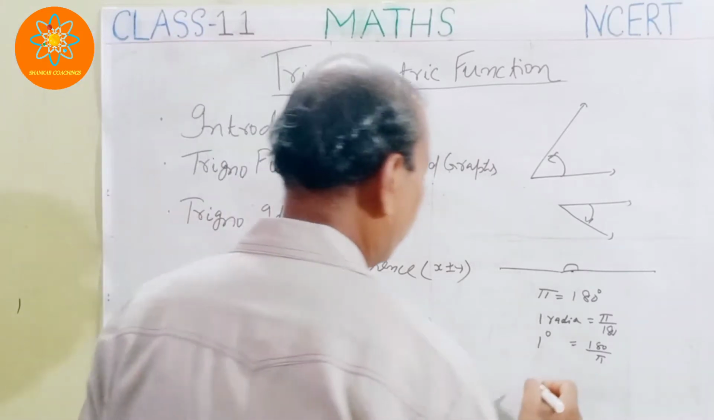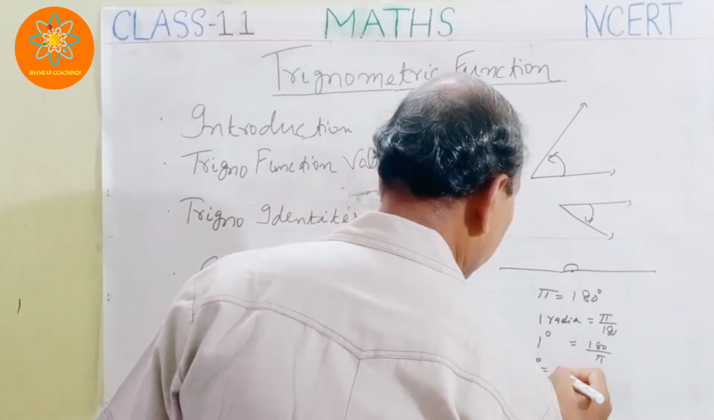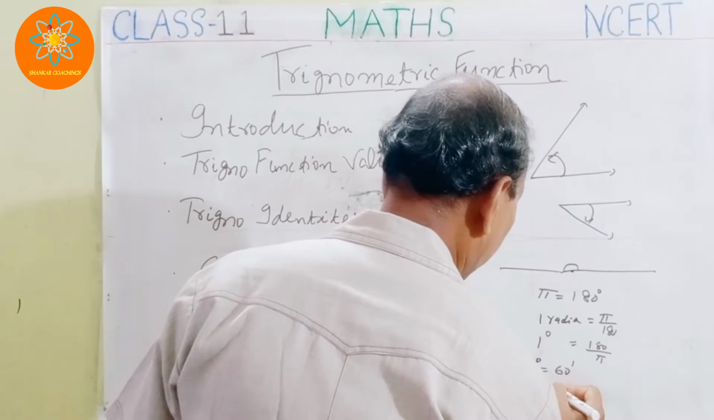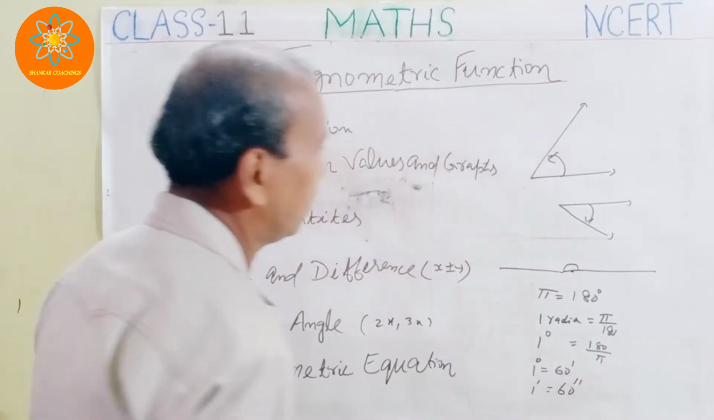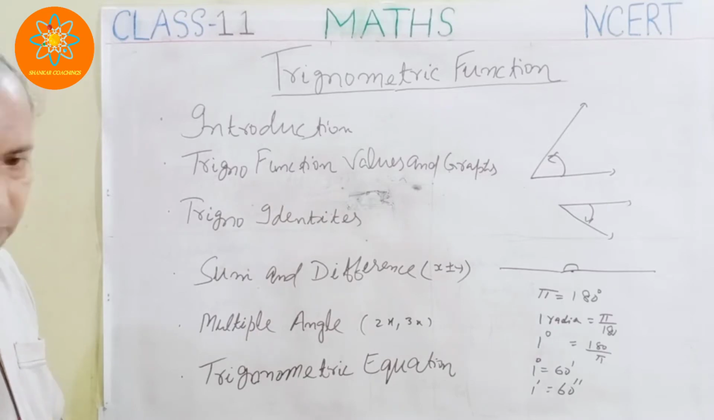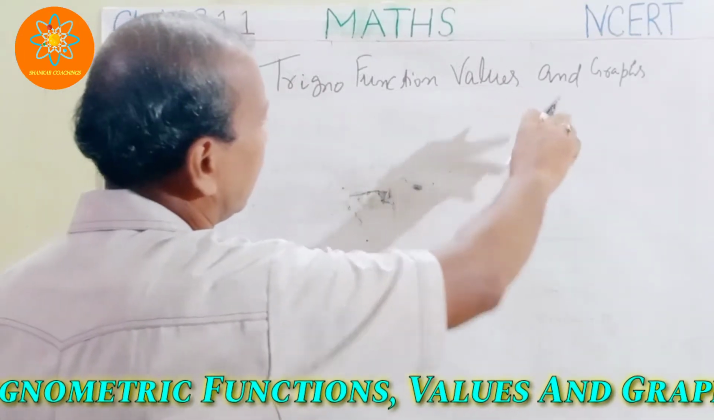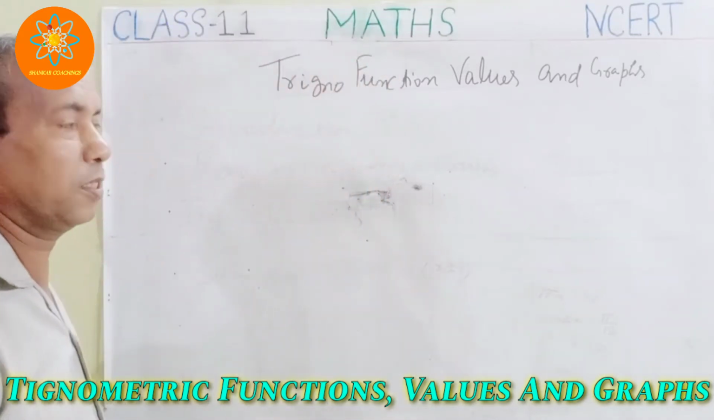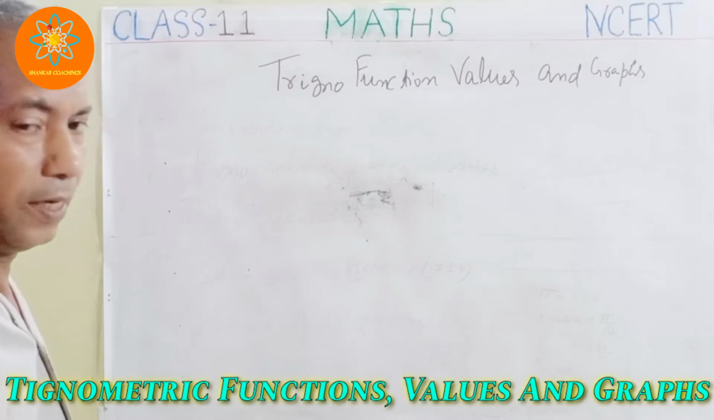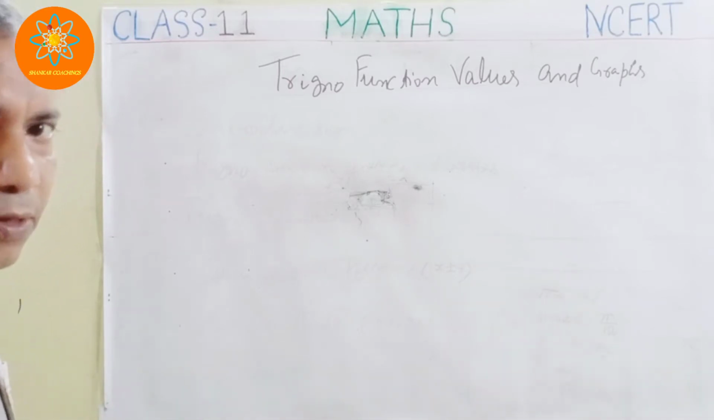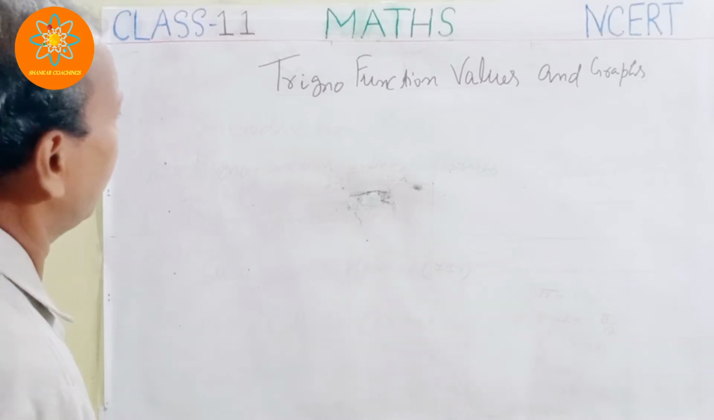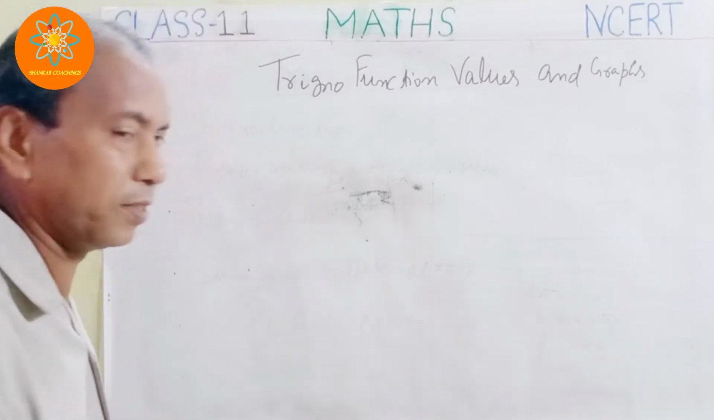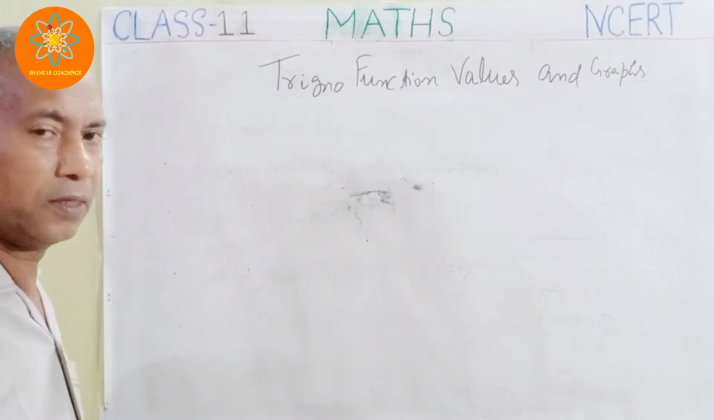Then 1 degree is also equal to 60 minutes, and 1 minute is equal to 60 seconds. So this is all about the introduction of this chapter. We'll see the trigonometric functions, their values and the graphs also. We'll see the graphs of sine theta, cos theta, then tan theta, cot theta, sec theta and cosec theta.